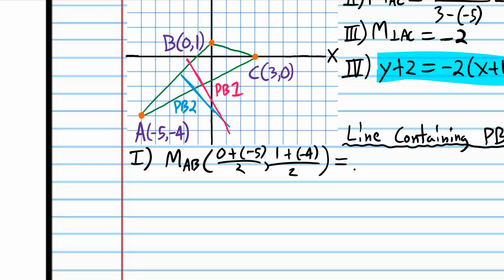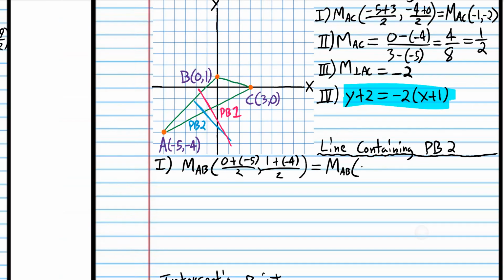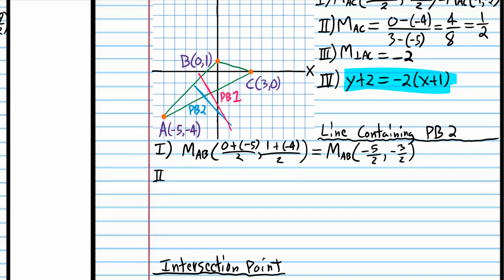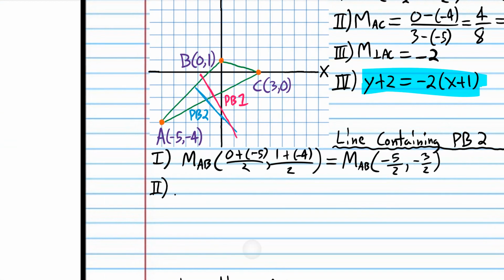And that equals -5/2 and -3/2. So it looks like we can't really avoid fractions on this one. Step 2, we need to find the slope of AB. Using B as a second point, we have 1 minus -4 over 0 minus -5, which is 5 over 5, which is 1.